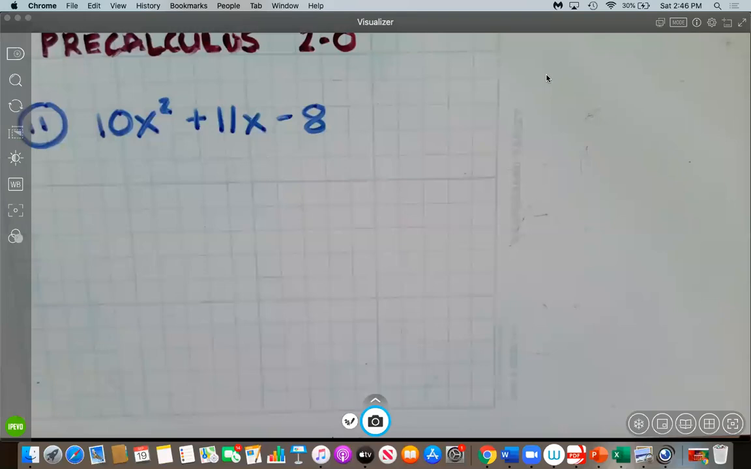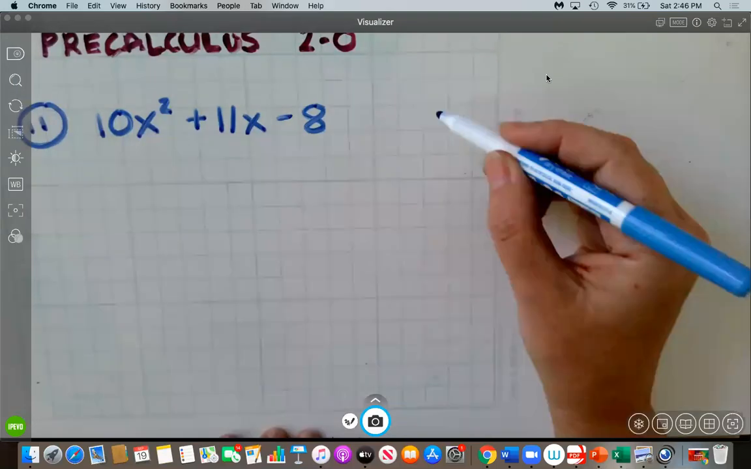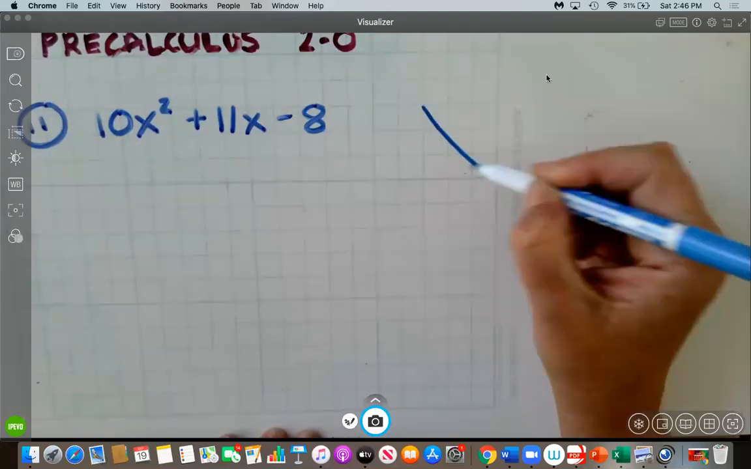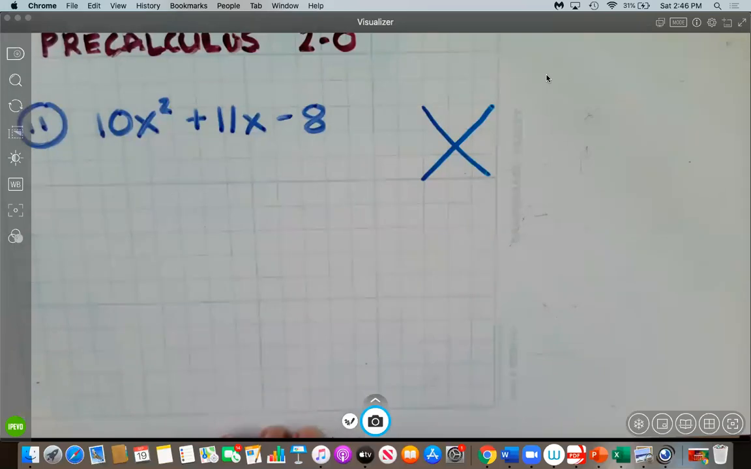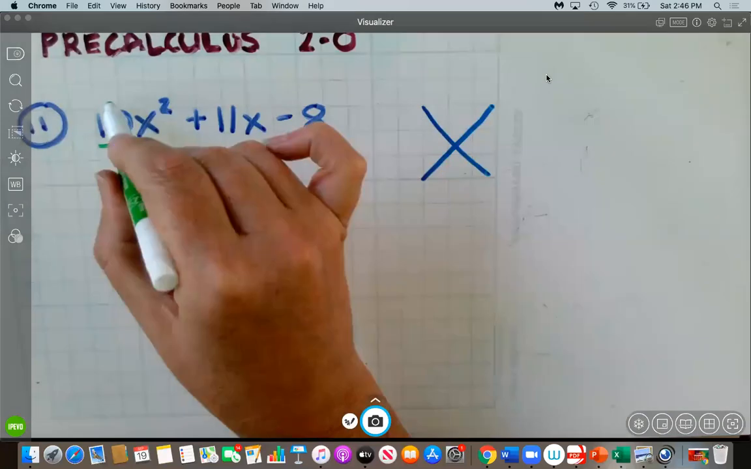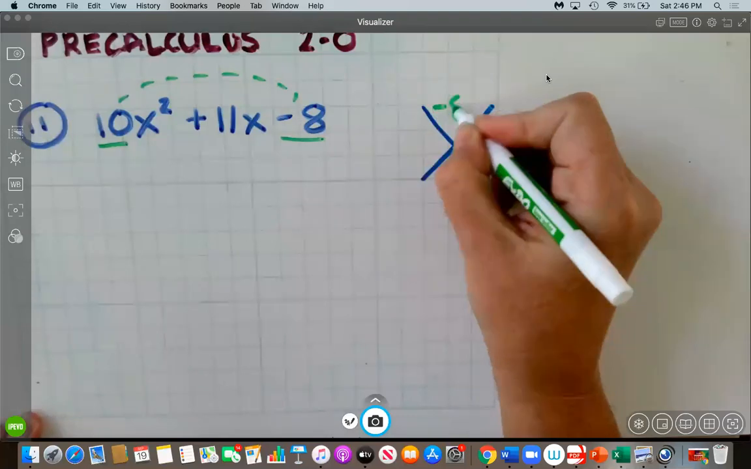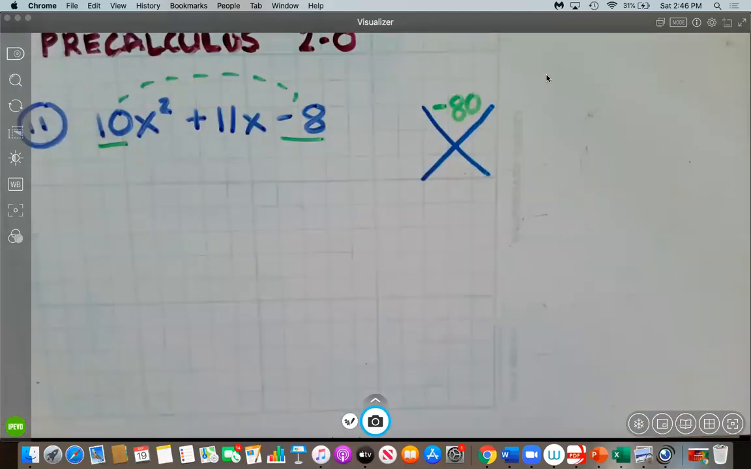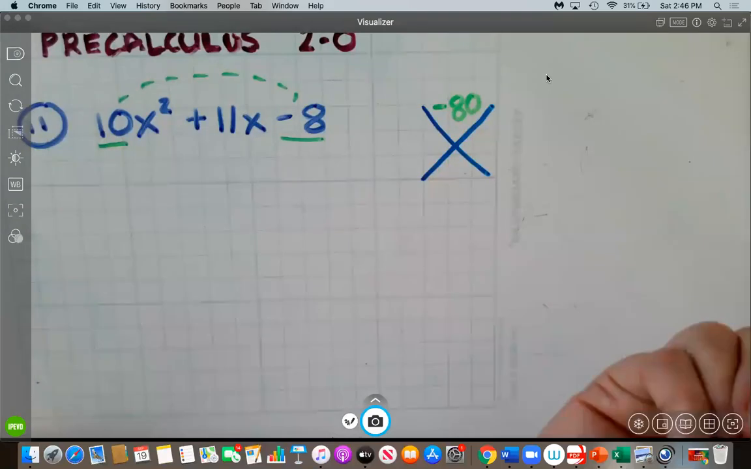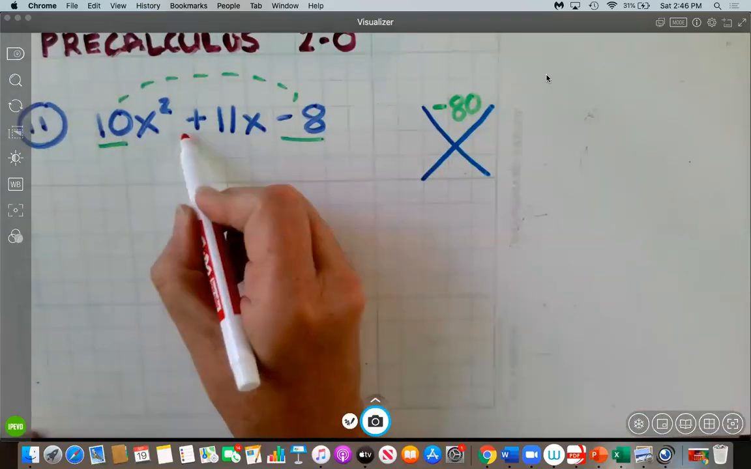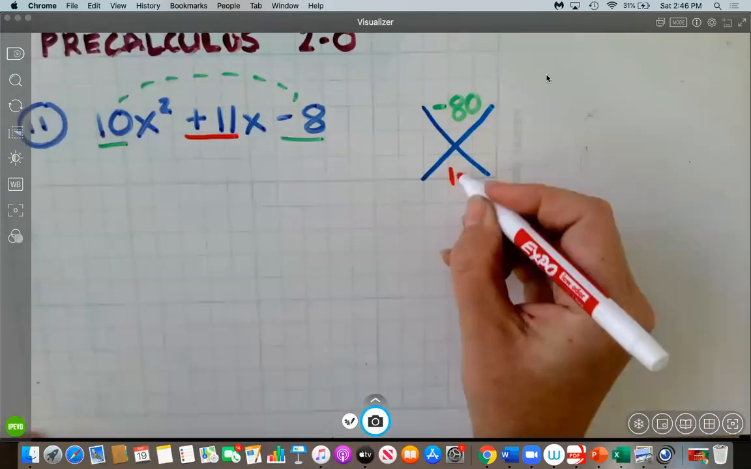I'm going to show you the way that I think is the most common way that students have learned how to do this, but if you've learned it another way and it's working for you, go ahead and continue doing it that way. So the first thing you want to do is create what we call a diamond. And so you take the first term and your last term and you multiply them together. So if I multiply 10 times -8, that's going to give me -80. And then you're going to look for two numbers that multiply to -80 and add to your middle term.